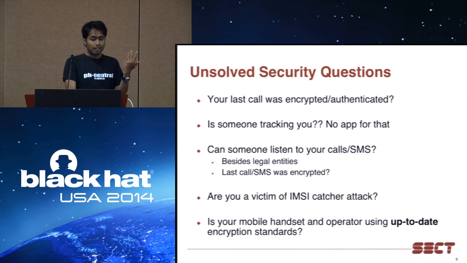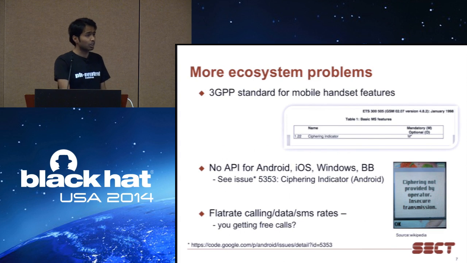Question. And lastly, is your mobile handset, manufacturer or operator using an up-to-date encryption standard? After the Snowden stories, we know the capabilities of the NSA or maybe other agencies to decrypt A5/1. Of course, it's publicly known that A5/1 can also be decrypted using some standard methods. But have all the operators, not a single operator, upgraded their systems to A5/3 or whatever the current standard is? How do you check that? So these are some unsolved questions.